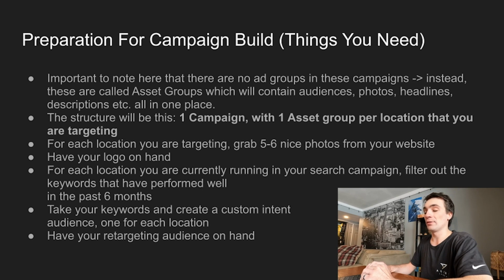So what you're going to want to have is about 5 or 6 nice photos from your website for each location. So in this case, what I would want to do is go onto Lex's website and grab 5 or 6 very nice photos of some nice houses within the Honolulu area, and then do the same thing for the North Shore area and save those onto my desktop. So you want to have that.